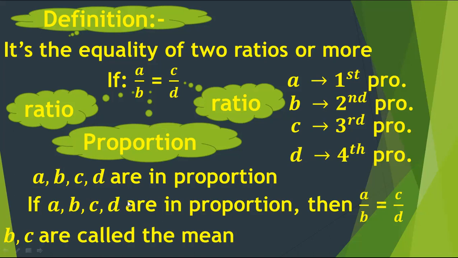Such that B and C are called means, and A and D are called extremes. B and C means, and A and D are called extremes.